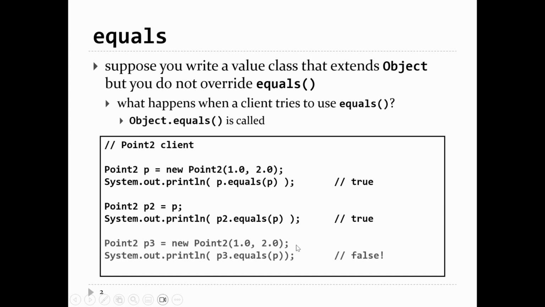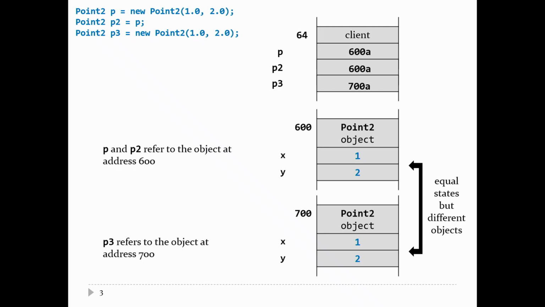As soon as you make a new point object, though, P3 now refers to a new point object. Even if that point object has the same coordinates as P, those two things will not be equal. So if you ask, is P3 equal to P, you now get false. So what's going on here? Well, if you sketch out the memory diagram for this particular situation, you'll get the following.